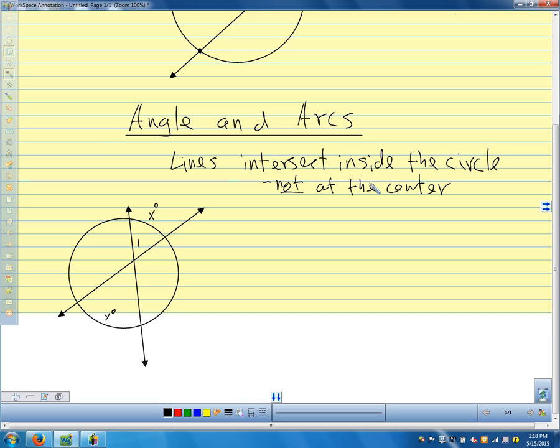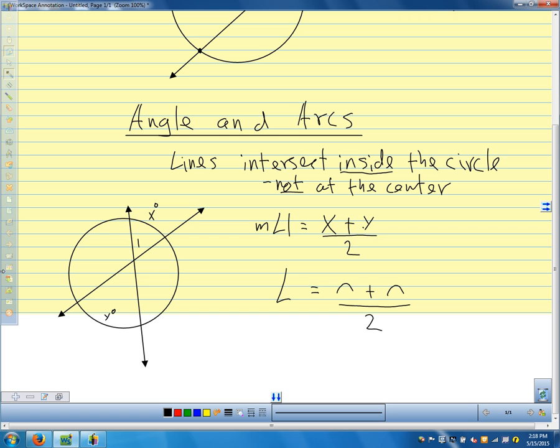So for this first one, when our lines intersect inside the circle, the measure of angle 1 equals (x + y) divided by 2. The way I think about it is the angle equals the arc plus the arc, divided by 2. These are the two intercepted arcs, and the angle we're talking about is this angle here, the one inside the circle. This is one way that things can happen. All right, we good there?